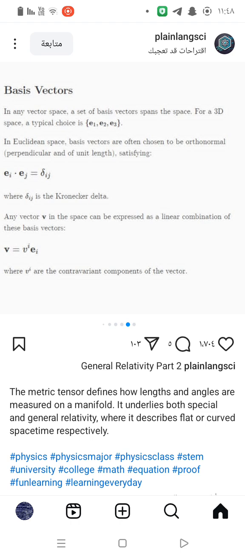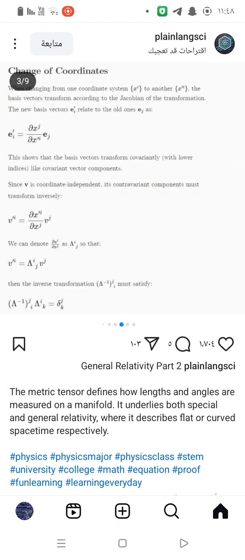orthonormal, perpendicular, and of unit length, satisfying E_i times E_j equals delta_ij, where delta_ij is the Kronecker delta. Any vector V in the space can be expressed as a linear combination of these basis vectors. V equals V^i e_i, where V^i are the contravariant components of the vector.